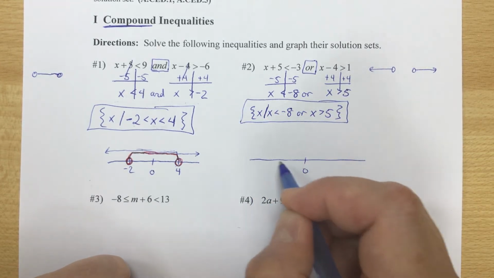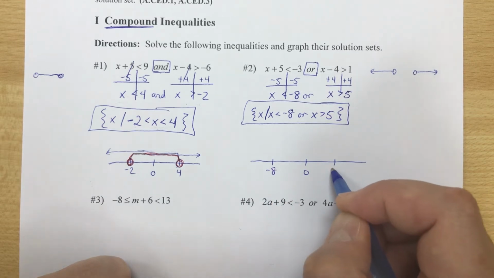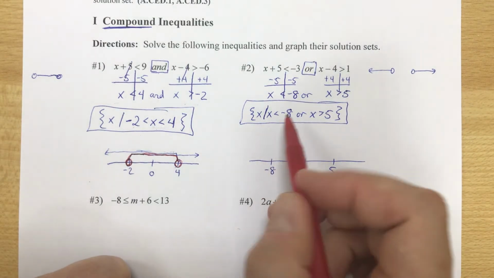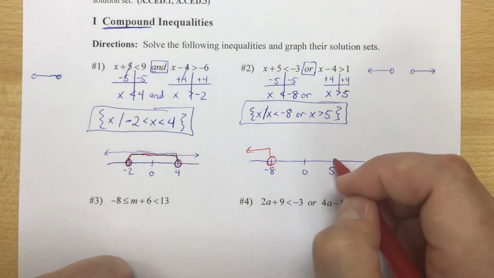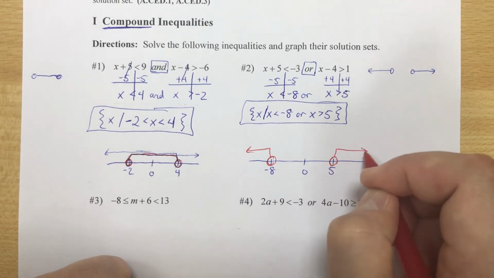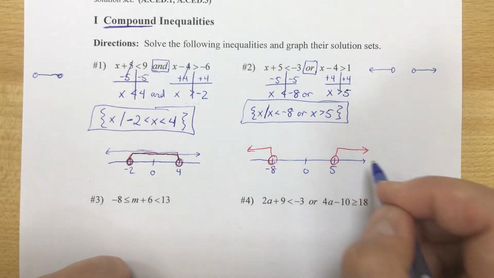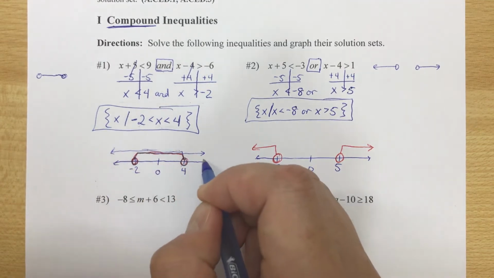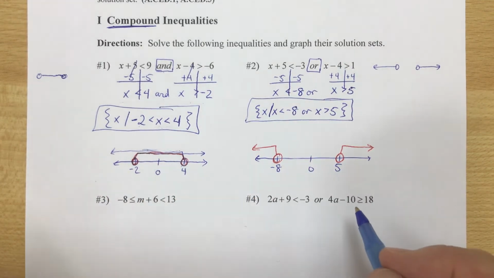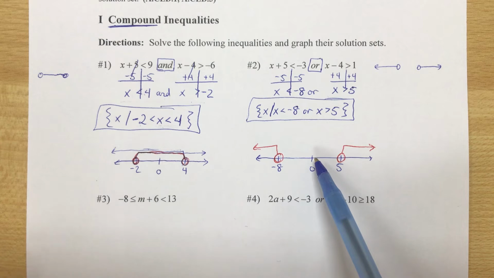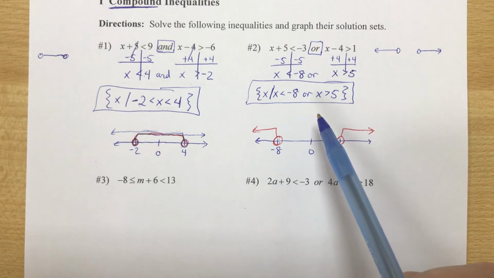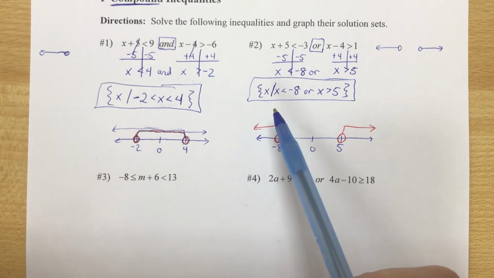On a number line, negative 8, positive 5. X is less than negative 8 is open and goes to the left. X is greater than 5 is open and goes to the right. I'll put arrows on my line here. So basically what you're doing in a compound inequality is you're solving two of them and then you're graphing both of your inequalities. So it's not more complicated than what we were doing in the last couple of lessons. We're still solving inequalities. It just means that you have a little bit more work to do.